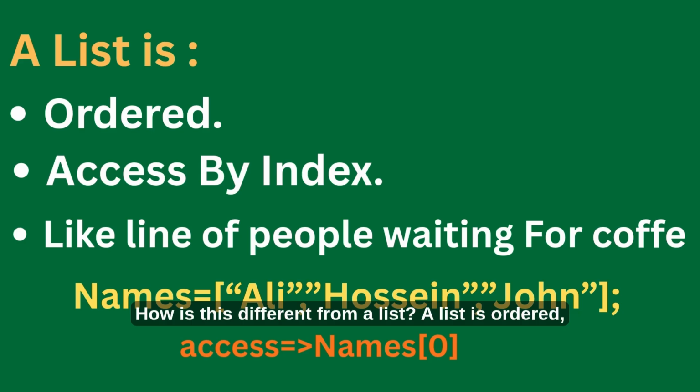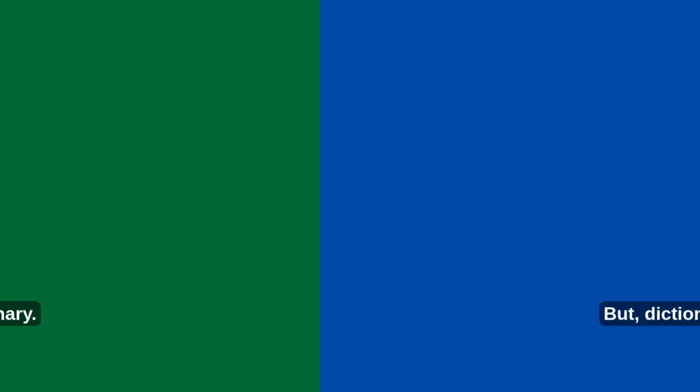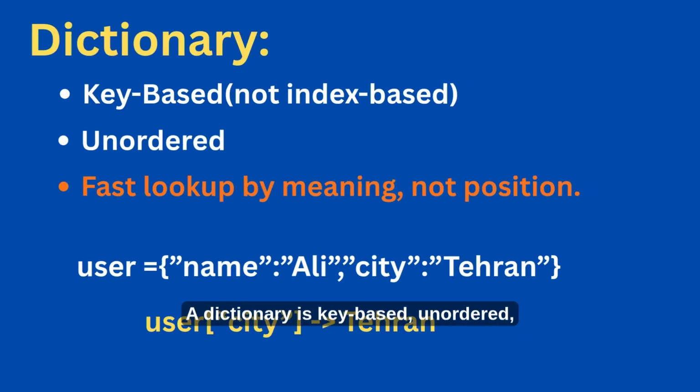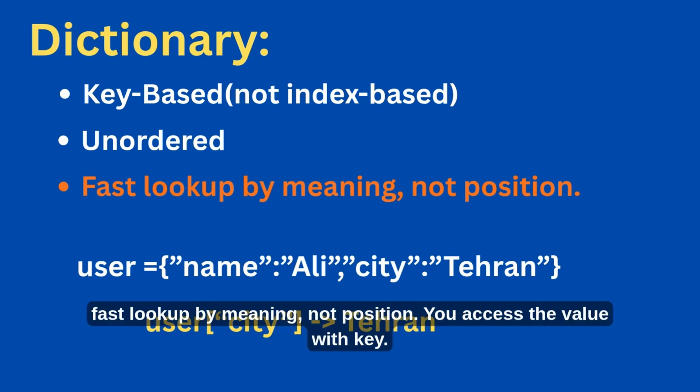A list is ordered, accessed by index, like a line of people waiting for coffee. You access by index. So yes, you need to remember positions. But a dictionary is key-based, unordered, with fast lookup by meaning, not position. You access the value with key.